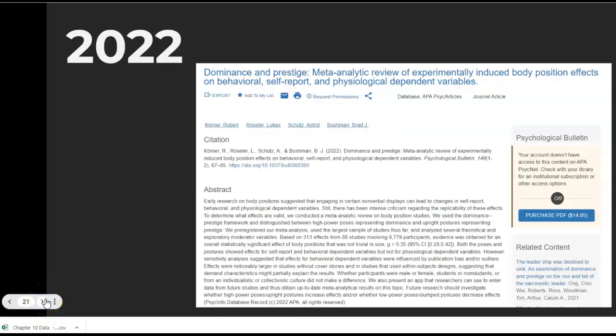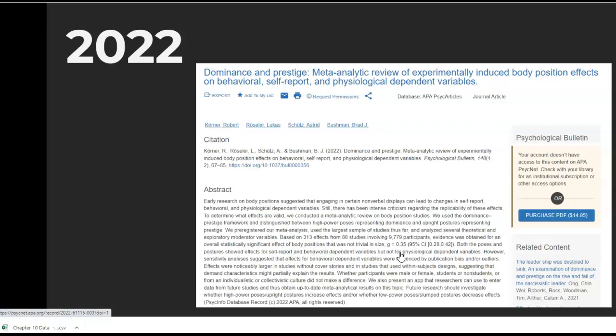Then most recently, in 2022, there's an article which is a meta-analysis. And a meta-analysis is where they take all previous studies done on a particular topic and summarize them quantitatively. And here they look at 88 different studies with a total of 313 different effect sizes with a total of almost 10,000 participants. And they find an effect size here of g, which is similar to d, of 0.35, which is a small effect, right? It's a small effect, but it is an effect.